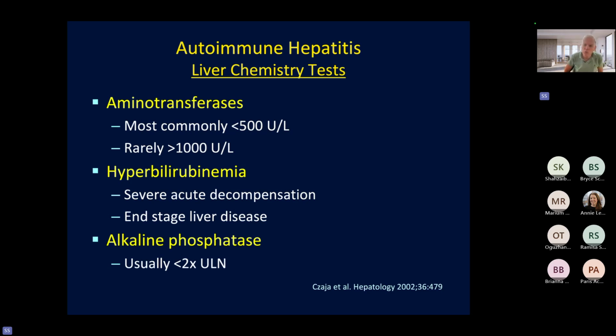The liver chemistry tests that you're going to obtain include the aminotransferases. These are rarely above 1,000, but we've all seen them over 1,000, most commonly less than 500 units per liter. Hyperbilirubinemia can be a part of the presentation. It can also indicate severe acute decompensation in end-stage liver disease. And again, remember that the alk phos is generally less than twice the upper limit of normal.